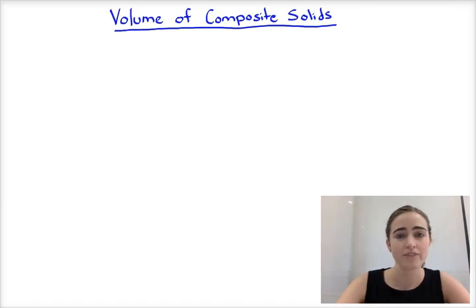In this video, I want to have a look at finding the volume of composite solids. So like we did when we were finding the area of composite shapes, we're going to break these shapes up, or these solids up, into solids that we already know how to find the volume of. So let's have a look at our first example.